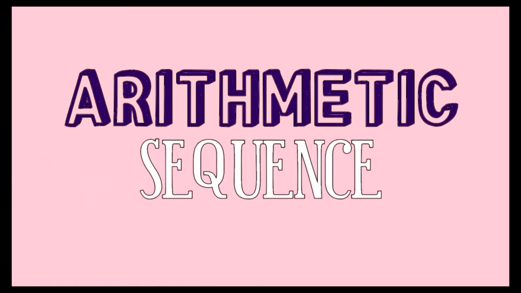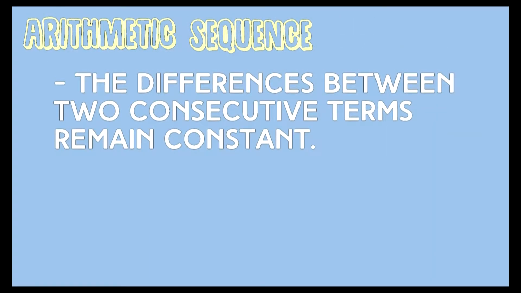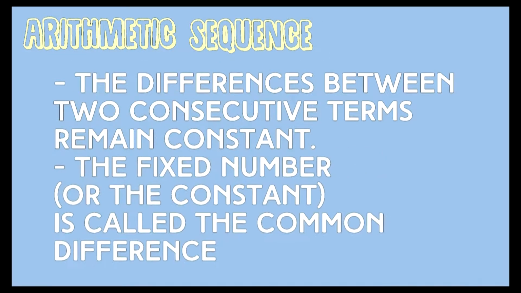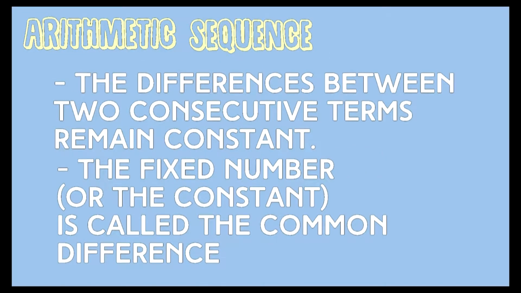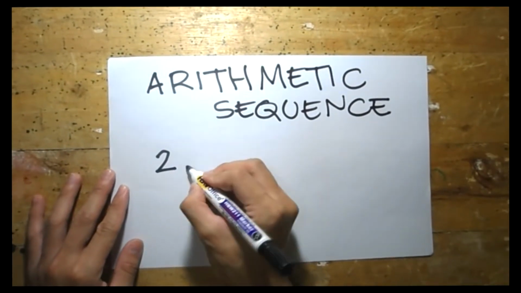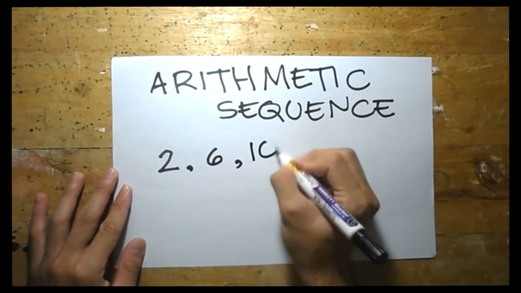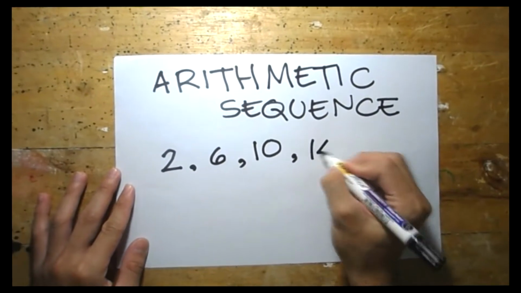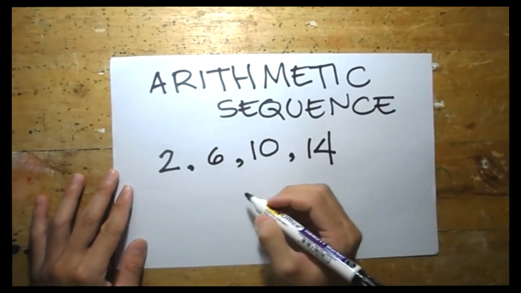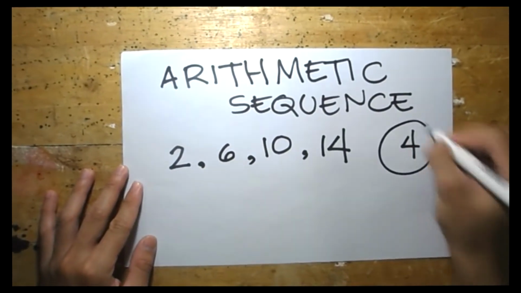The first type of sequence is the arithmetic sequence. This is a sequence wherein the difference between two consecutive terms remains constant. The fixed number is called a common difference. For example, the sequence 2, 6, 10, 14 is an arithmetic sequence with 4 as the common difference.